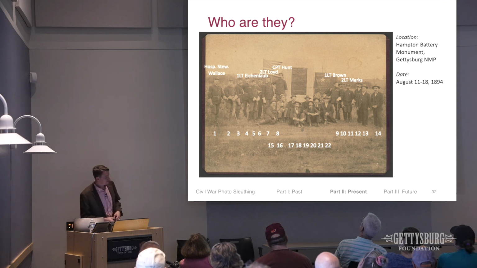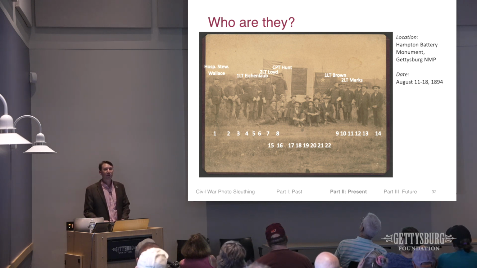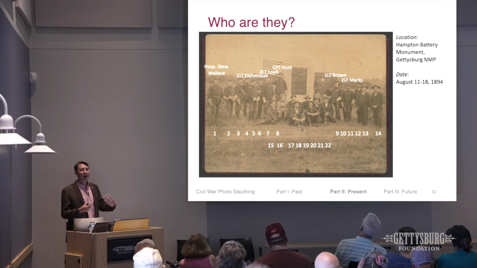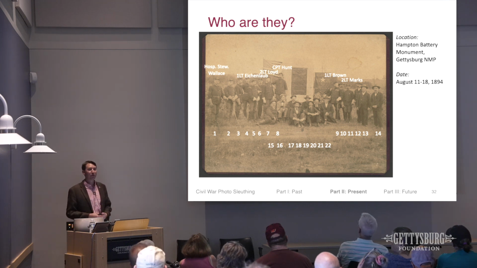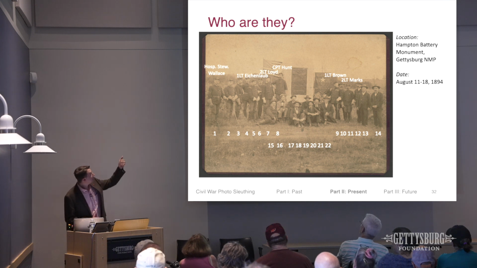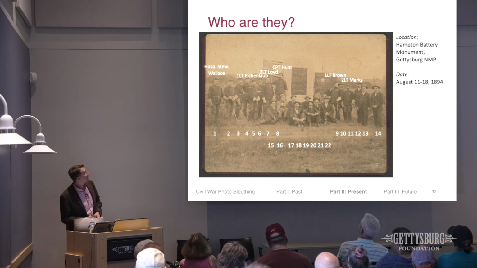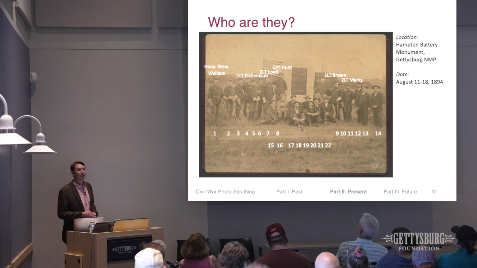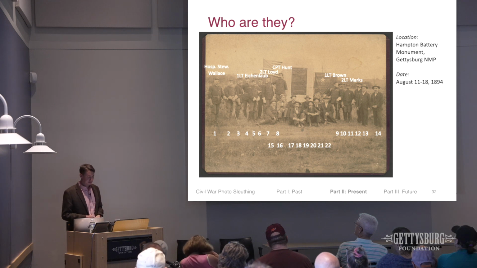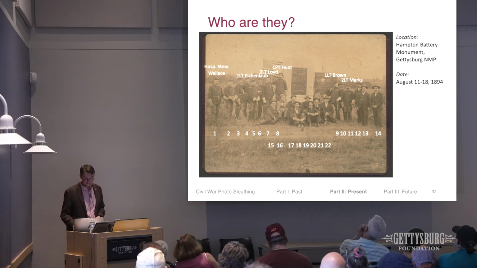So there's a bunch of NCOs. These, unfortunately, are harder to figure out. I haven't been able to find reference imagery for many of them. However, I did note that the hospital steward here has the hospital steward insignia on his cap. So the odds are pretty good that he's Battery B's hospital steward, Thomas Wallace. Otherwise, we don't have a whole lot to go on there.